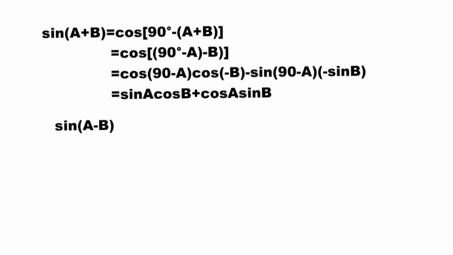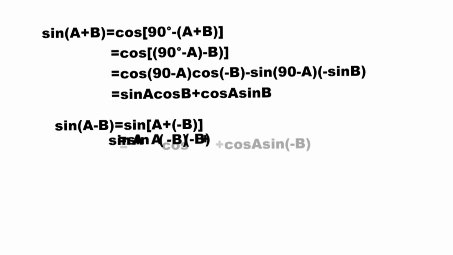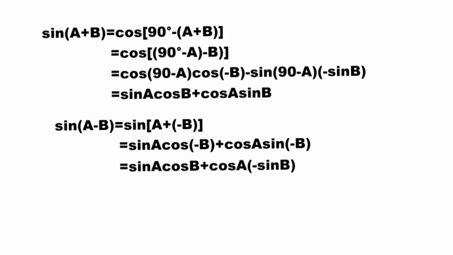For sine A minus B, this can be equal to sine A plus negative B. From the sine of A plus B, we can derive this as sine A cosine negative B plus cosine A sine negative B. From negative angle identities, cosine negative B is equal to cosine B and sine negative B is equal to negative sine B, so the final answer is sine A cosine B minus cosine A sine B.